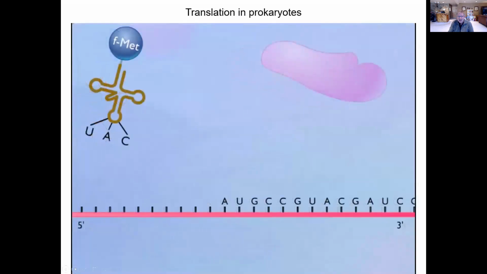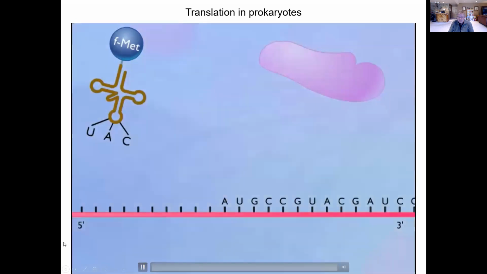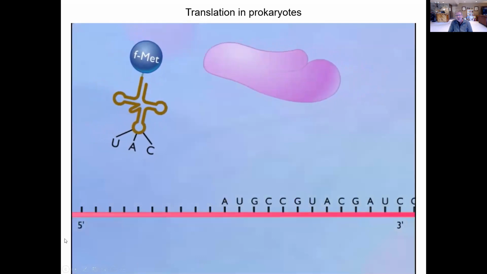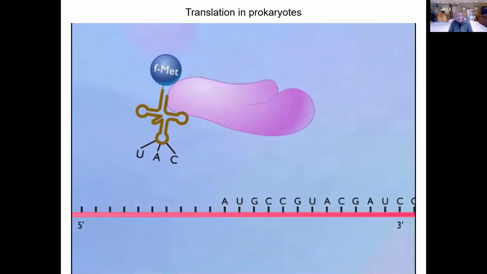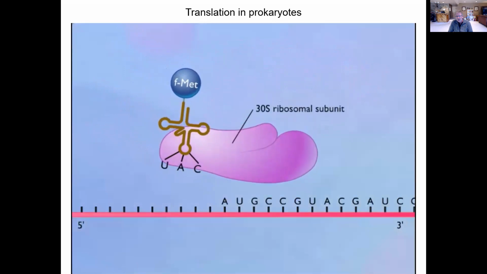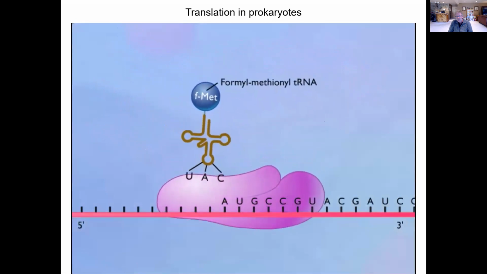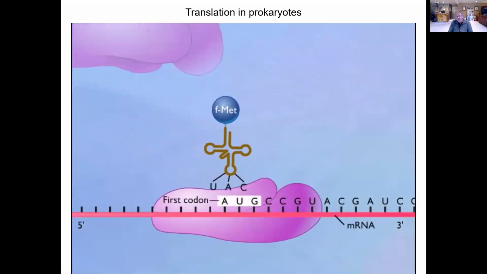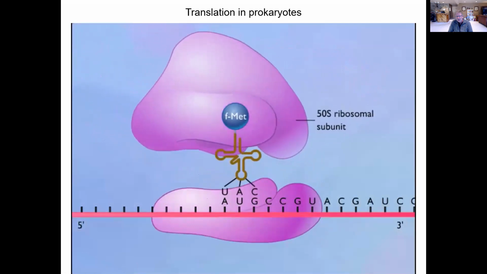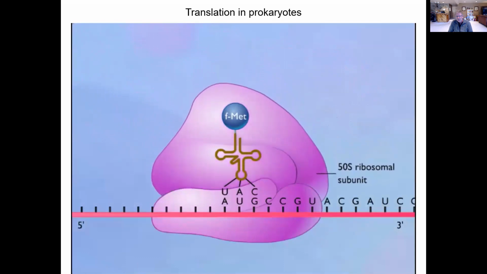Let's watch this process as it occurs within a bacterial cell. Again, you'll note a lot of similarities here, but there are a few exceptions to the rule, and that really pertains to particular sites on the ribosome that I'll talk about here. In prokaryotic cells, translation is initiated by formation of an initiation complex consisting of the 30S ribosomal subunit, formyl methionine tRNA, and messenger RNA. The 50S ribosomal subunit then joins the complex. Proteins called initiation factors are also involved, but are not shown.